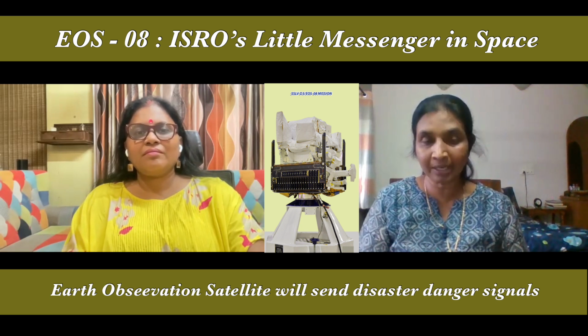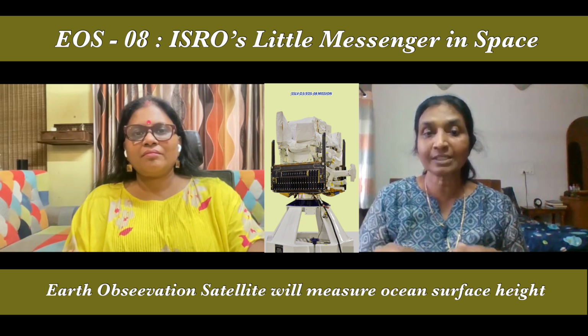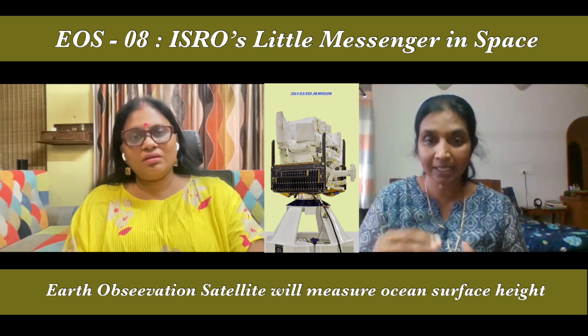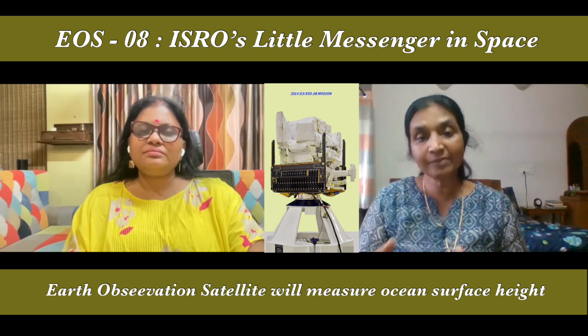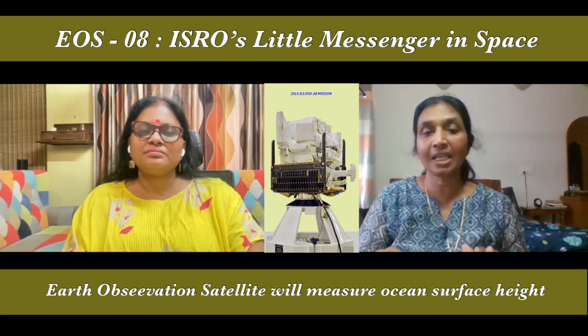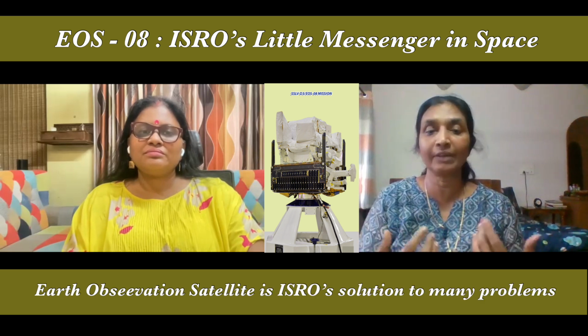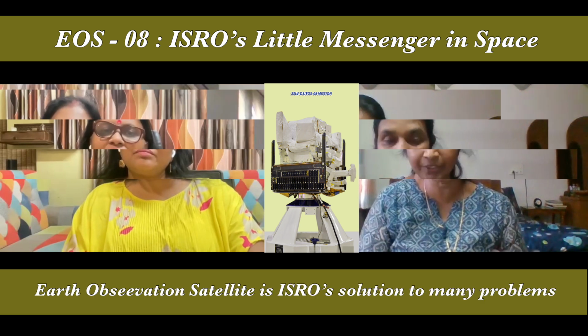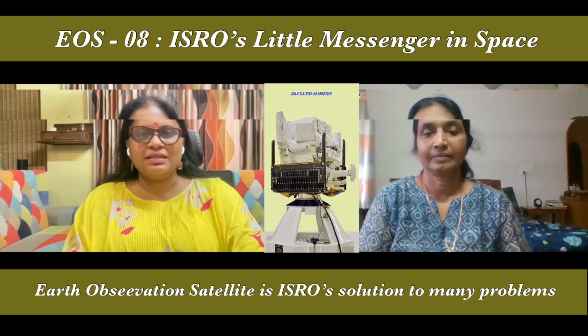And one more important parameter it measures, through the GNSS reflectometry, is the ocean surface height as well as the wind speed, the surface temperature and the sea ice. All those things are very important parameters for our total weather and climate monitoring. Can you explain what are the payloads on the Earth observation satellite and their functions?